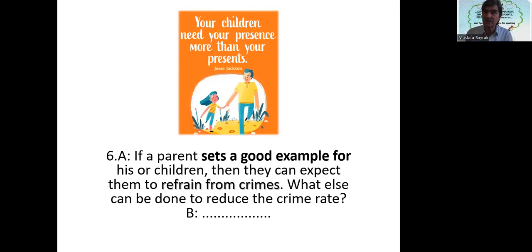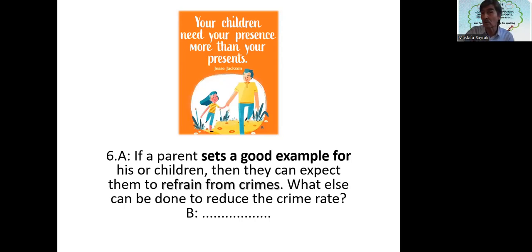If a parent sets a good example for his or her children, then they can expect them to refrain from crimes. If they do such a good thing, it means that as a seed, it will grow and flourish and give its fruits. What else can be done to reduce the crime rate? Parental and grandparental involvement can also reduce the crime rate. Of course, all good things start at home, like charity starts at home, and honesty starts at home, prudence starts at home.